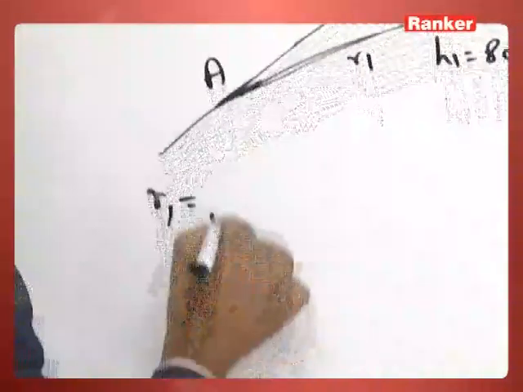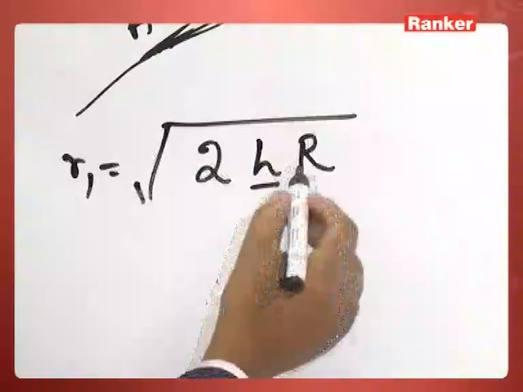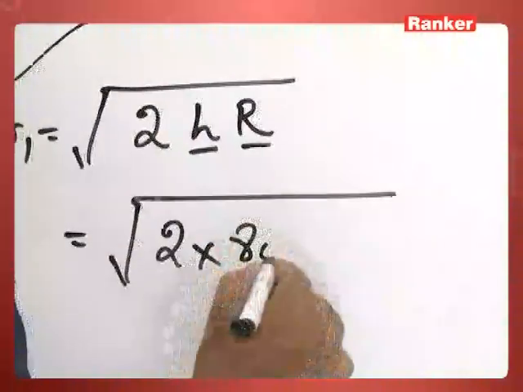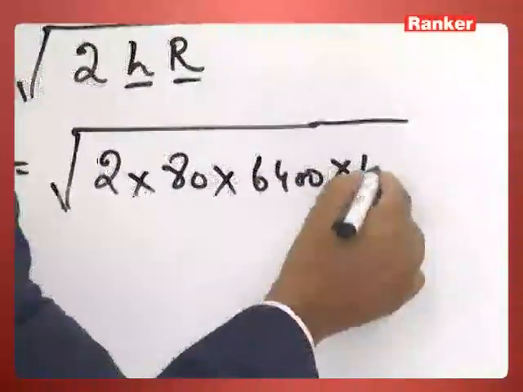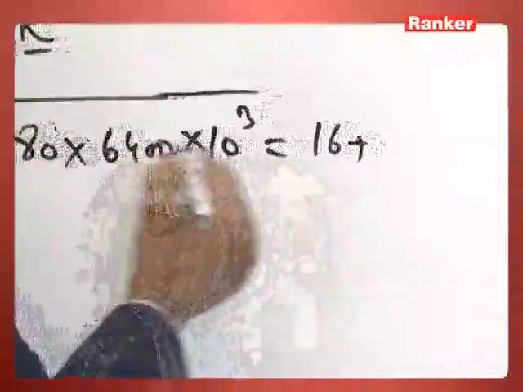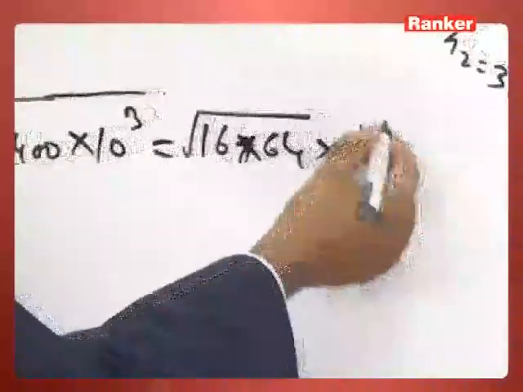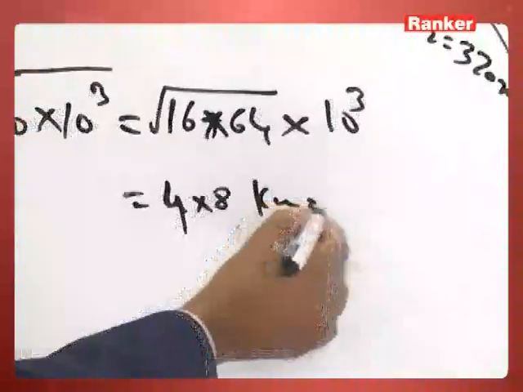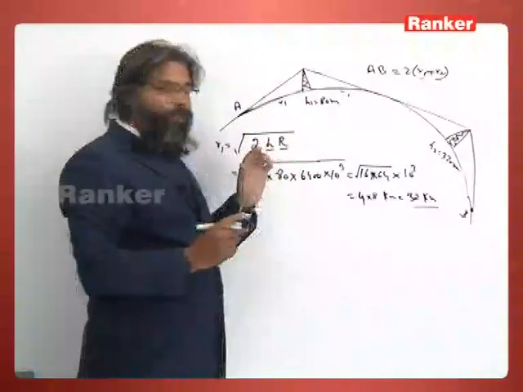So R1, the range, is given by under root 2HR, where H is the height of the tower and R is the radius of the earth. So this is 2 times height, 80 meters, and the radius of the earth is approximately taken as 6,400 kilometers. So in meters it is this. 8 into 2, 16, 16 into 64, and 3, 4, 5, 6 comes out to be 10 to the power 3. This is 4 into 8 kilometers, that is 32 kilometers. So the range of this tower is 32 kilometers.